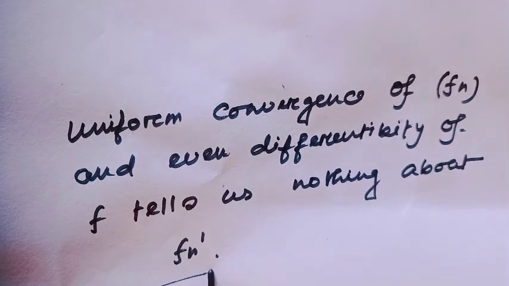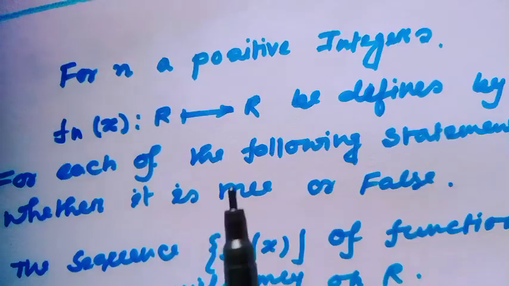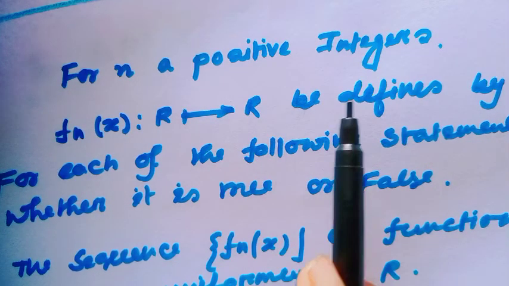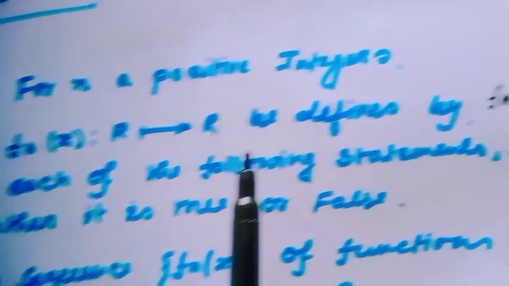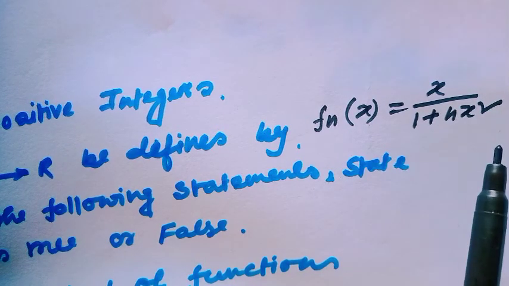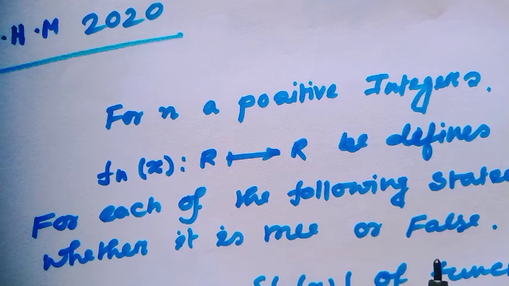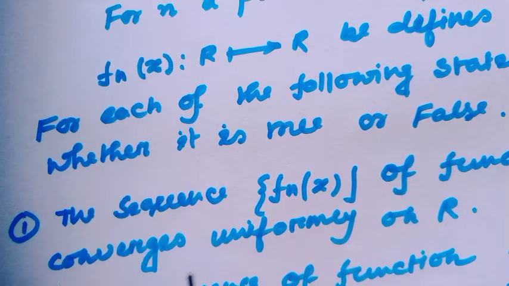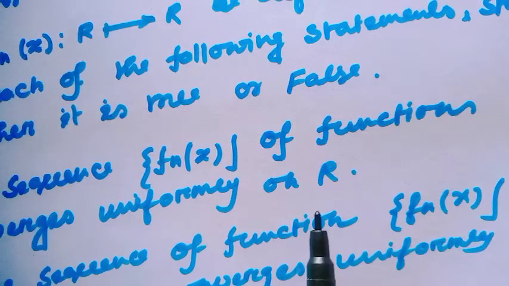Now I will see one example which came in the N.B.H.M exam 2020. The question is: for a positive integer n, f_n(x), defined from R to R, is given by f_n(x) equal to x over 1 plus n x square. Then for each of the following statements, state whether it is true or false. Option 1: The sequence f_n(x) of functions converges uniformly on R.